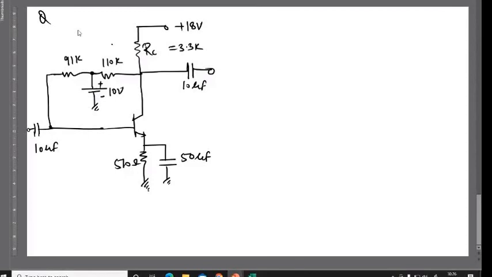Try to take a screenshot of this numerical and try to solve this problem. In that case, you can consider yourself an excellent person. The value of beta is given as 75.